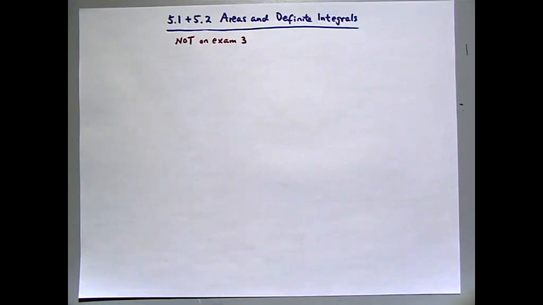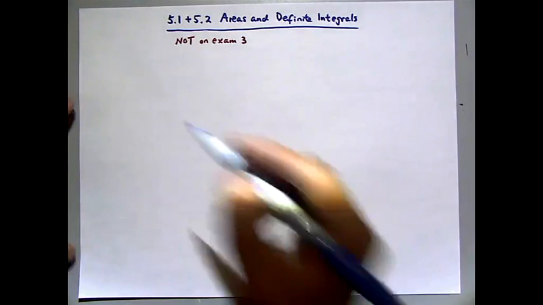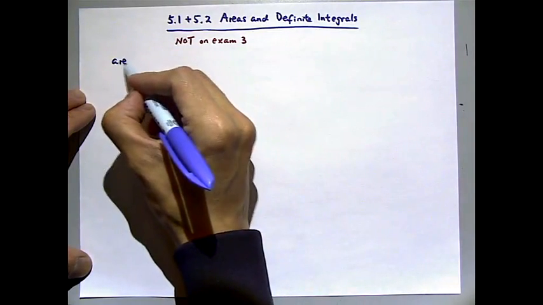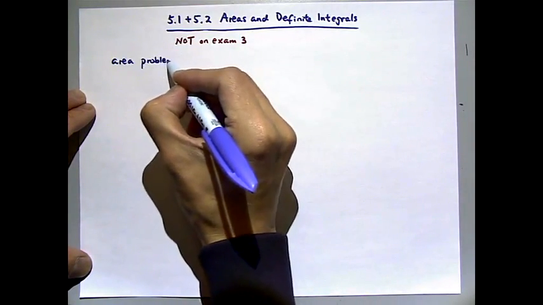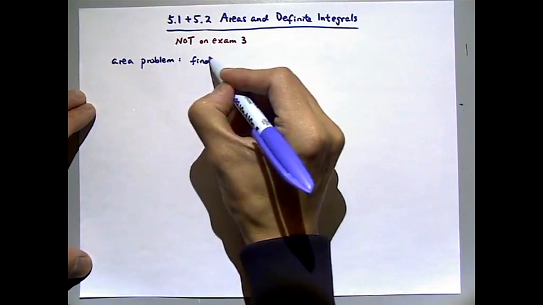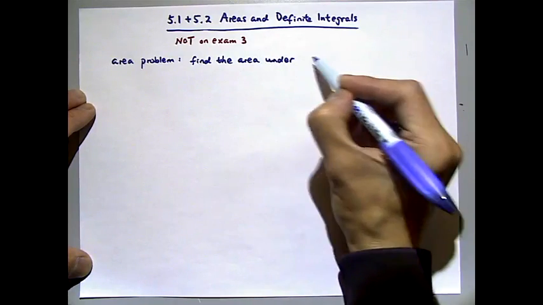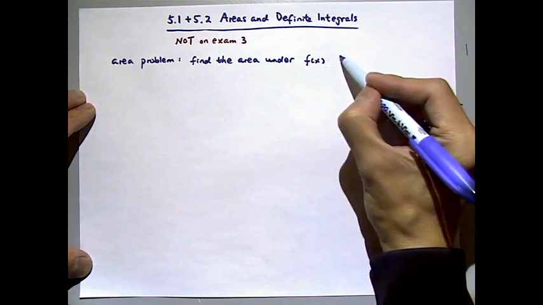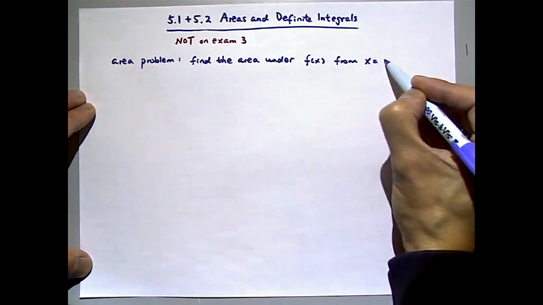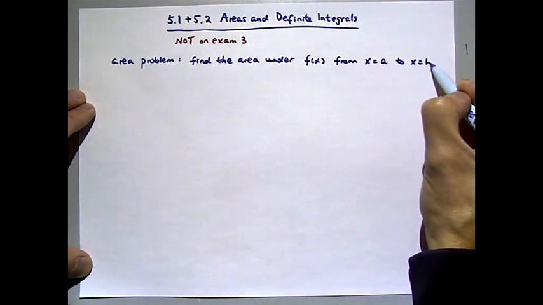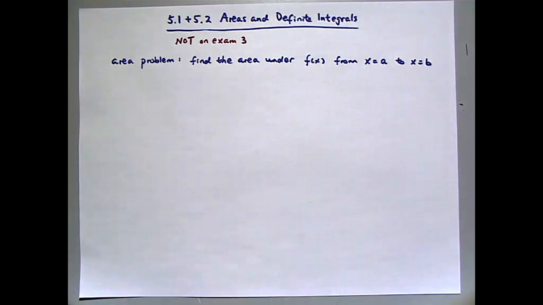Okay, so now we got to the part of the calculus where we're going to be looking at the area of stuff. The kind of problem we'll be looking at is the so-called area problem. The idea is to find the area under some graph f of x from x equals a to x equals b. Some kind of graph, and underneath that there's some kind of area, and we want the area from a to b. Let's look at a more concrete example as the motivation.